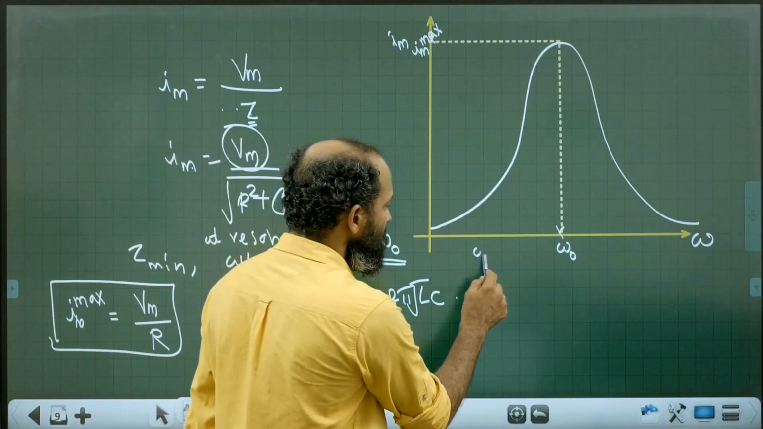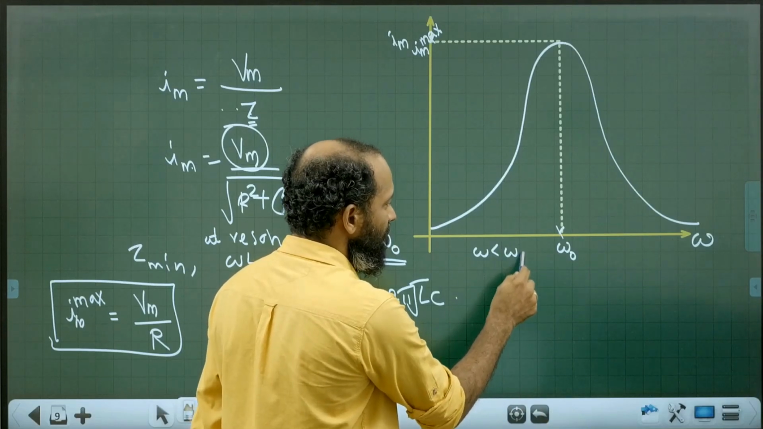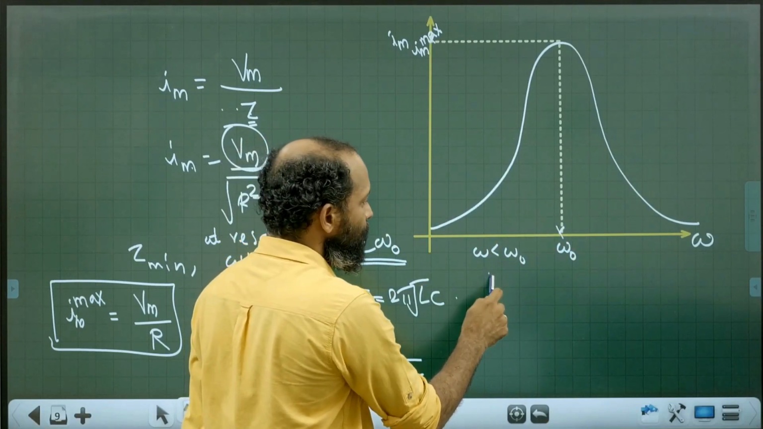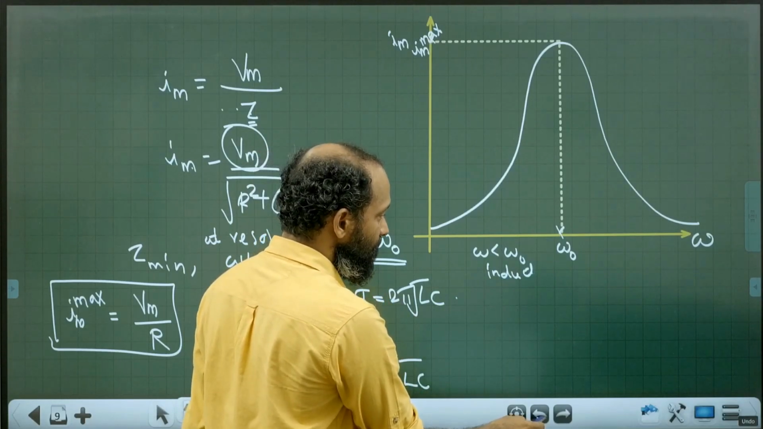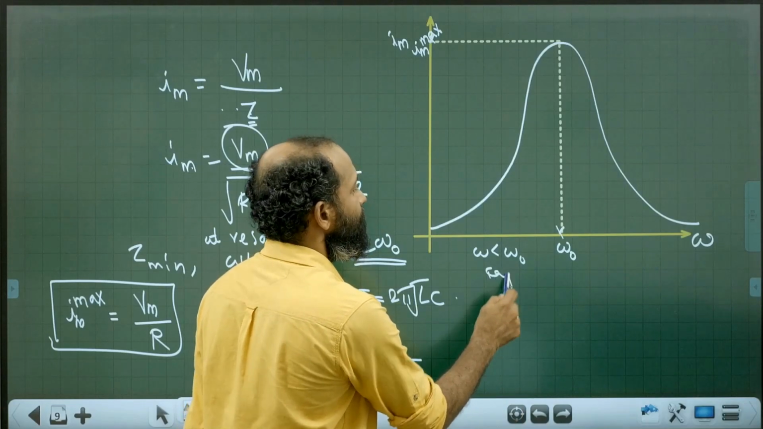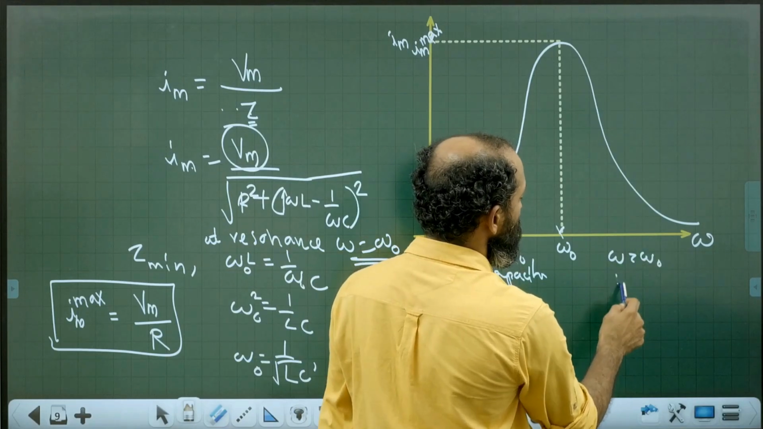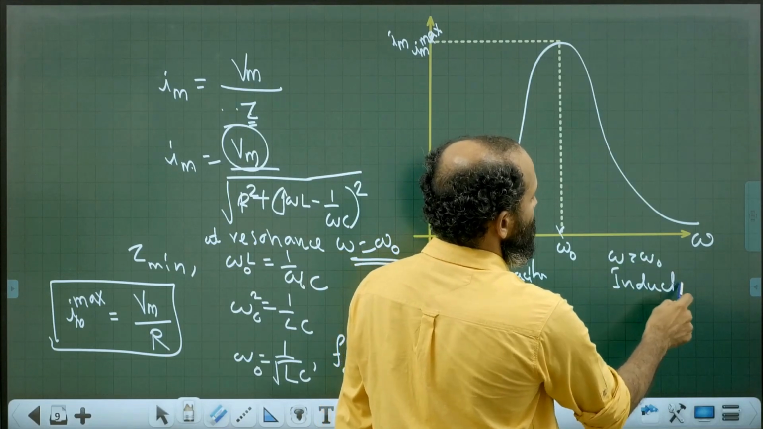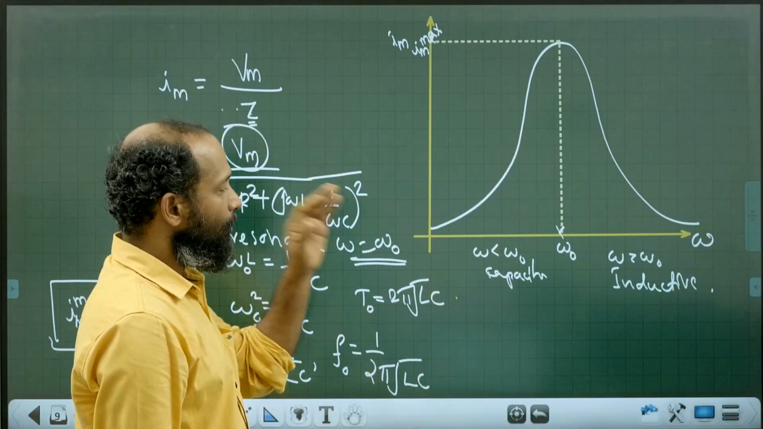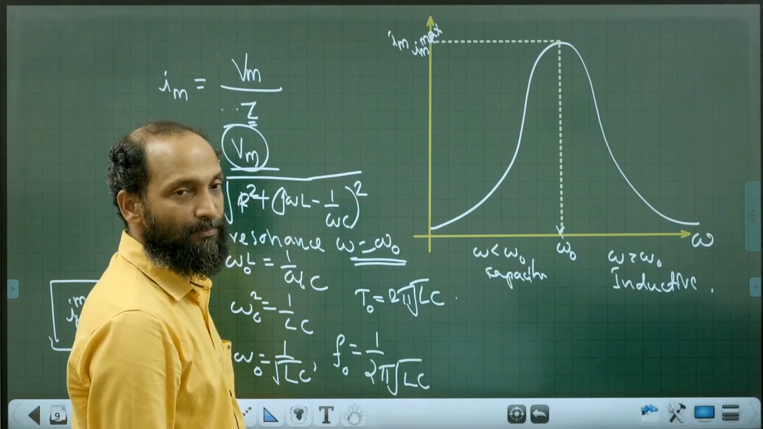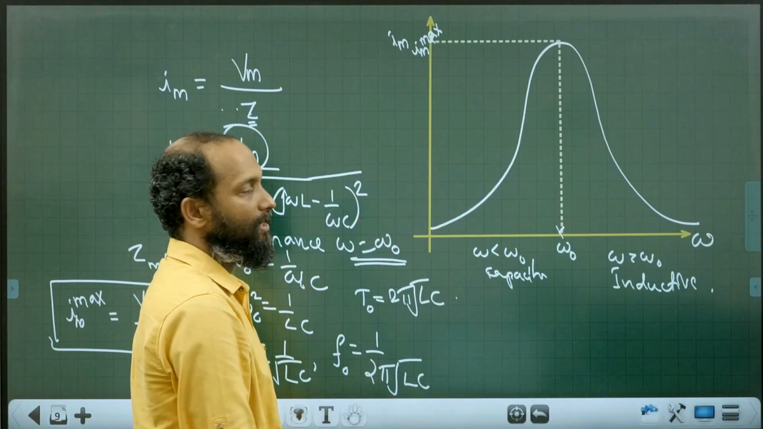If the frequency of the supplied AC is less than or greater than omega 0, to the left or right of that peak, then the circuit is inductive or capacitive. When omega is less than omega 0, the circuit is capacitive. When omega is greater than omega 0, the circuit is inductive. So at higher frequency the circuit is inductive and at lower frequency the circuit is capacitive.